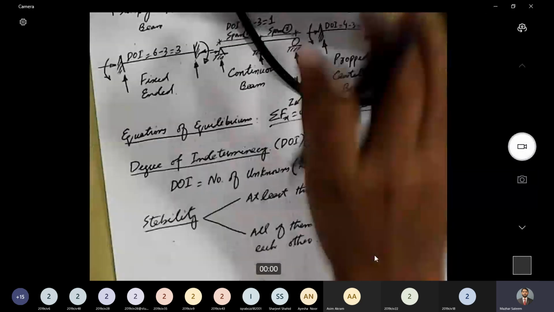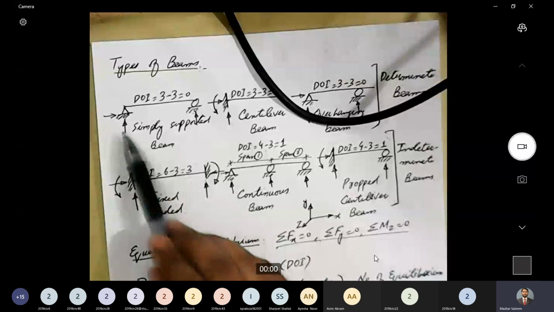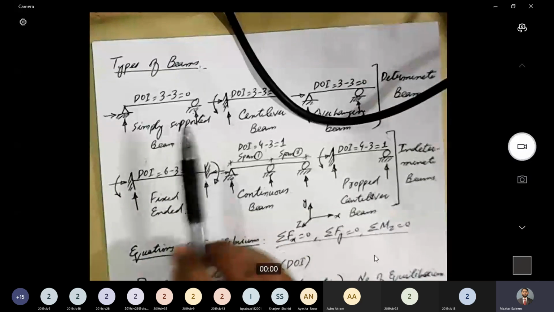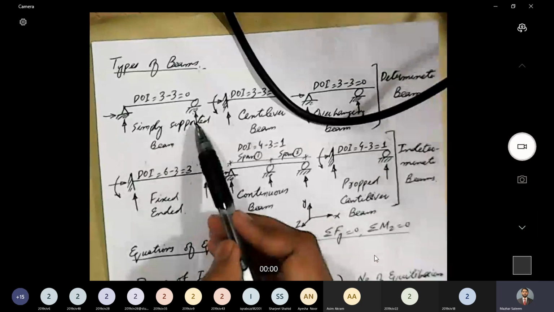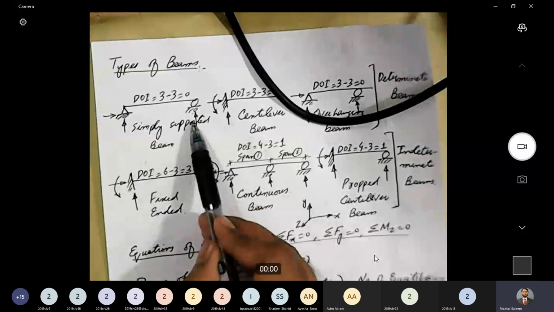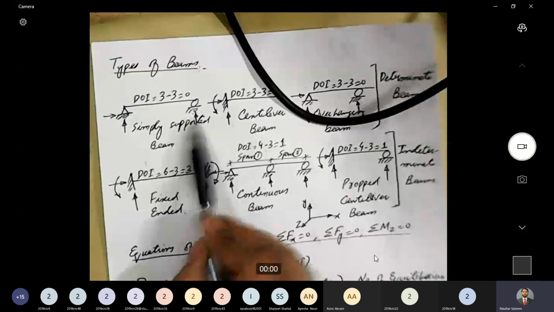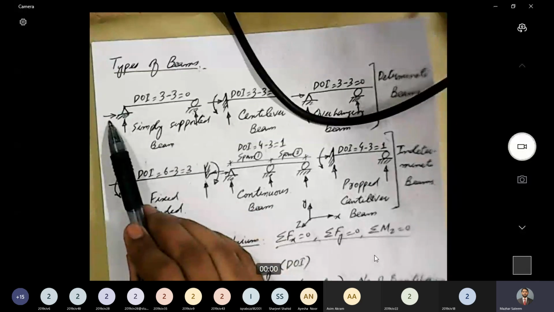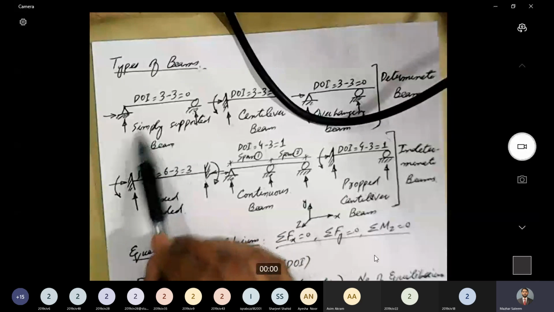Now let me give you an example. For example, a simply supported beam, how many reactions are there? 1, 2, and 3. So this beam is a stable beam, all right? And you see that all of them are not parallel to each other. 1 and 2, these 2 reactions are parallel to each other, but the third one is not parallel to the other 2. So that's why this is a stable structure.